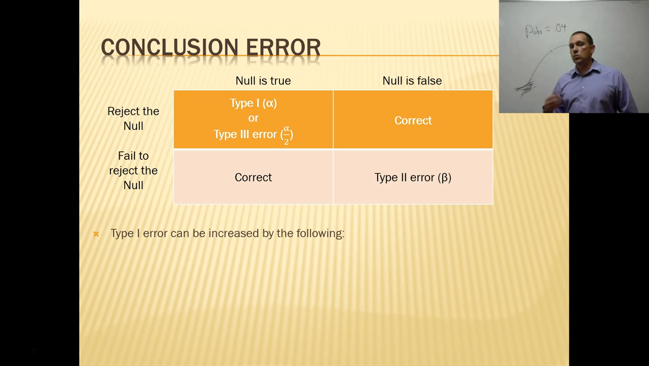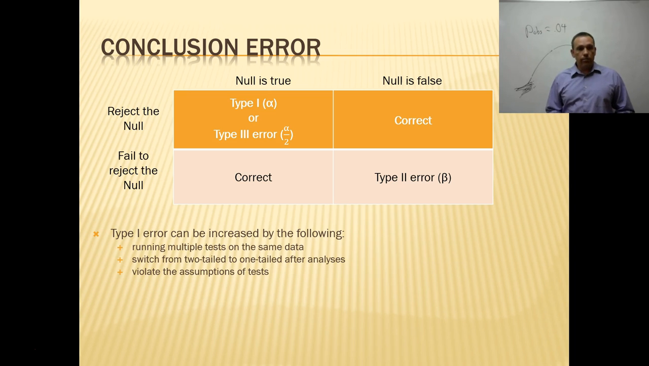Hopefully that makes sense. We'll talk about it more and more. Just kind of get this in your vocabulary. Hopefully you understand it because you'll hear a lot about type 1, type 2 errors as you read research. Okay, a couple other things I want you to know is that type 1 error can be increased. It can go beyond sort of our alpha at this point. And there are 3 reasons that I want you to be familiar with.